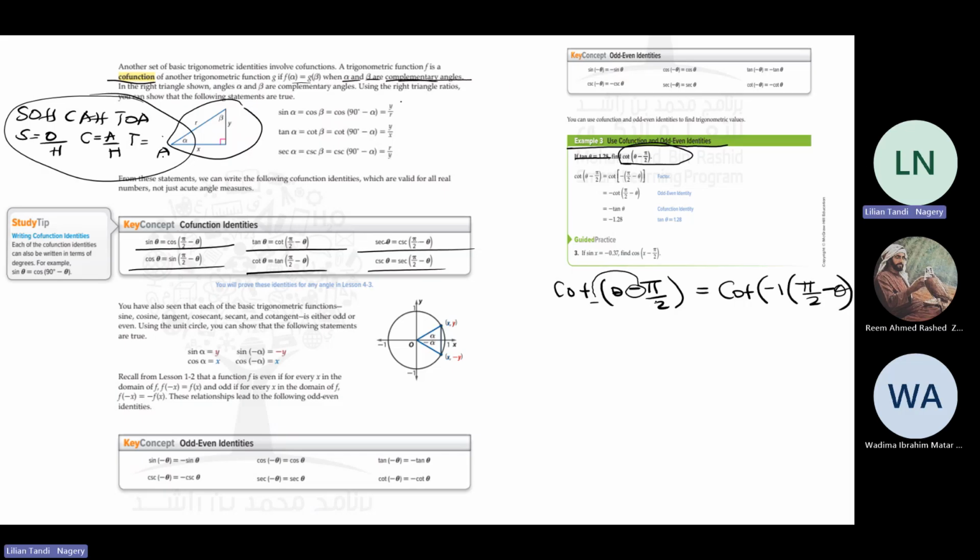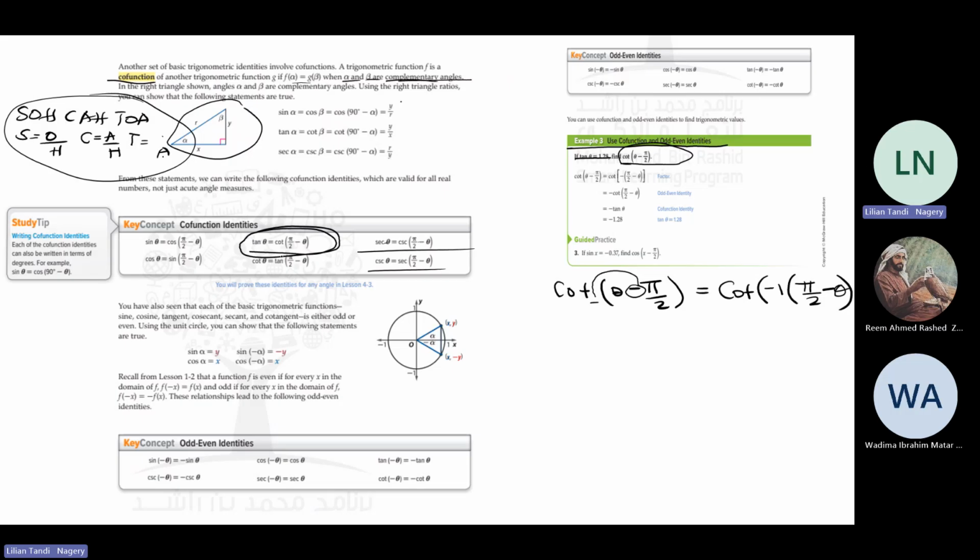Are we together? Why did you multiply by negative 1? Because I know where is this rule I want. I have tan. Tan and cot go together, yes.